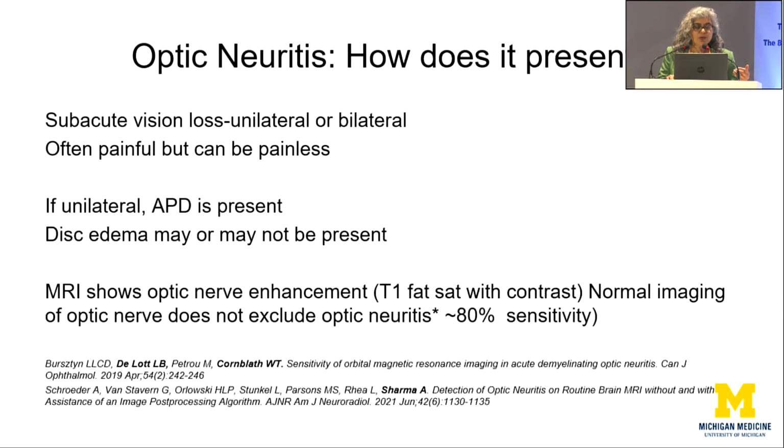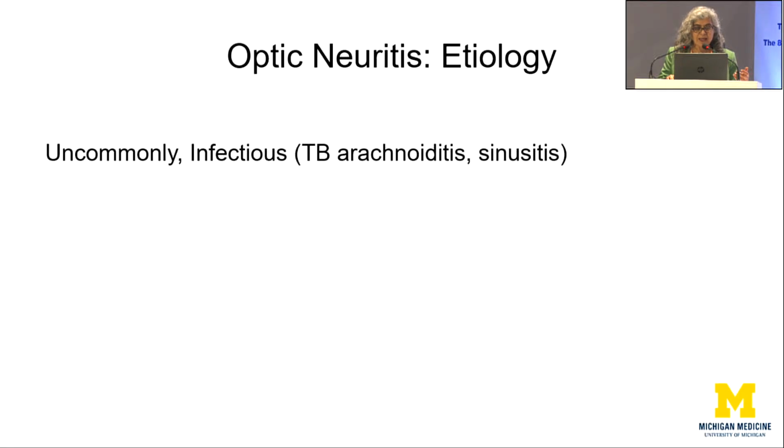If you do an MRI, which you should if you suspect optic neuritis, you expect to see optic nerve enhancement, which will be seen on T1 fat saturated with contrast. But remember that the sensitivity is about 80%. So if you're suspecting optic neuritis, even if it's reported as normal, re-evaluate yourself, and do not exclude optic neuritis just because the MRI was reported negative.